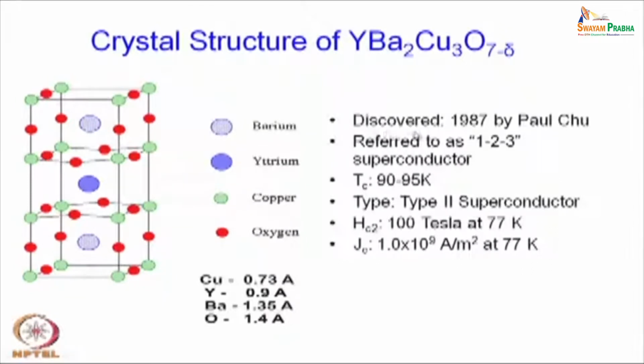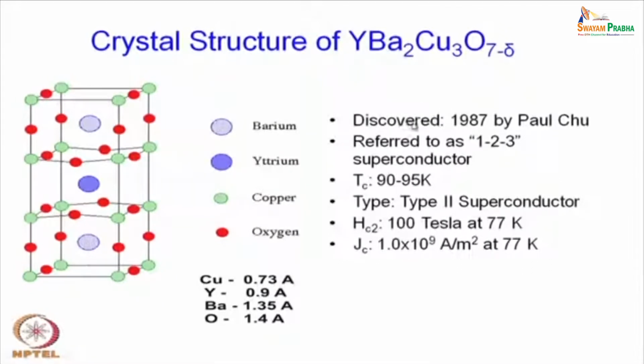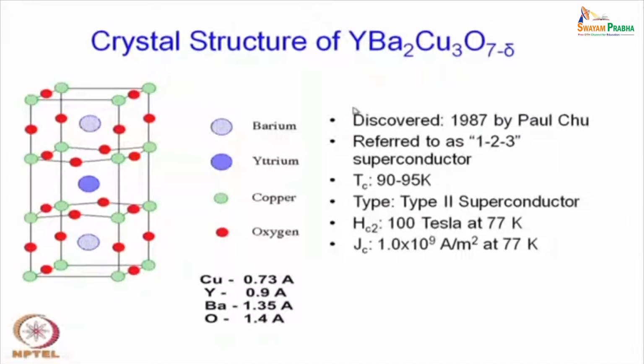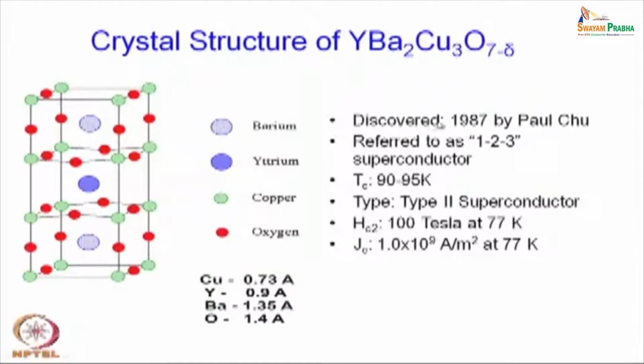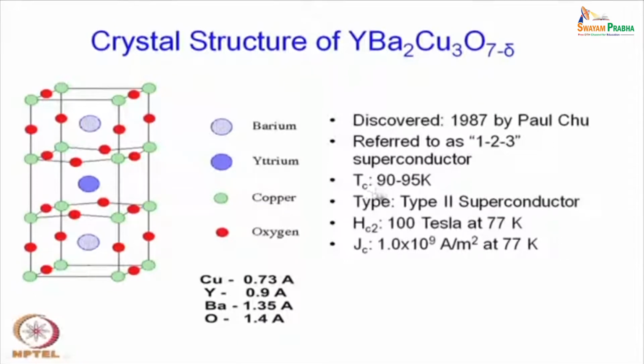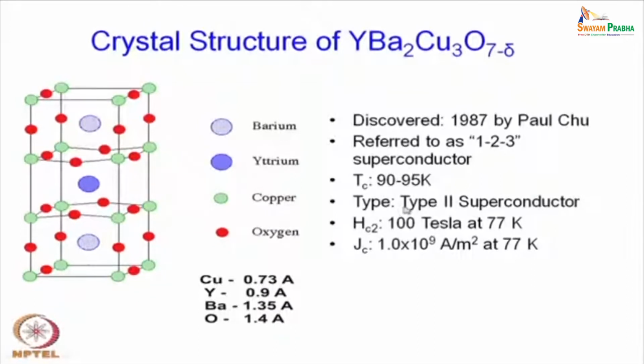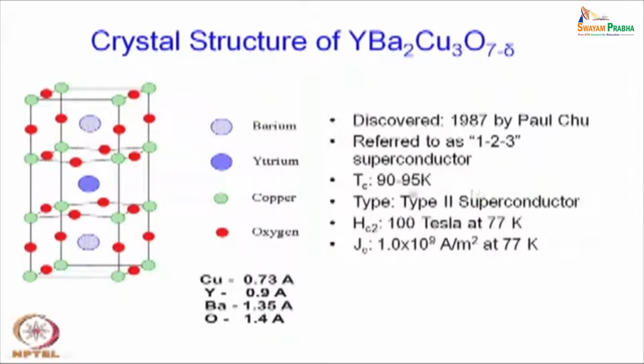So, it was discovered in 1986 in fact, not in 86, but 87, sorry. This is not the lanthanum barium copper, this is yttrium barium copper. This was discovered in 1987 by Paul Chu, and as mentioned earlier, its transition temperature varies between 90 to 95 K. And there are some other properties which will be more relevant when you discuss the other aspects of superconductivity.